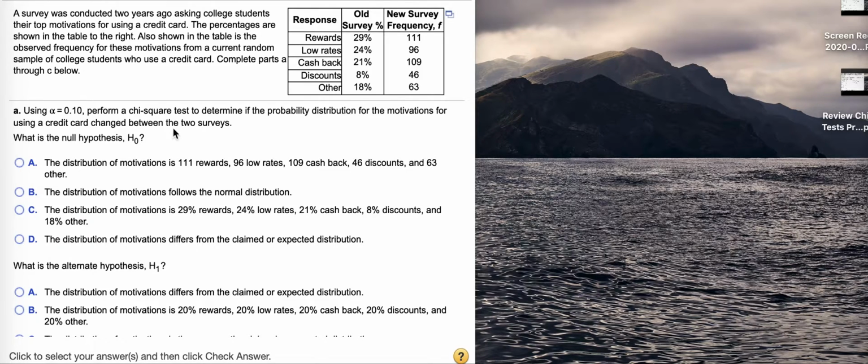And so here, using a significance level of alpha 0.1, perform a chi-square test to determine if the probability distribution for the motivations for using a credit card changed between the two surveys.